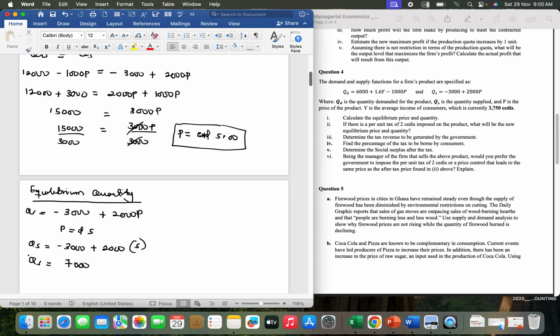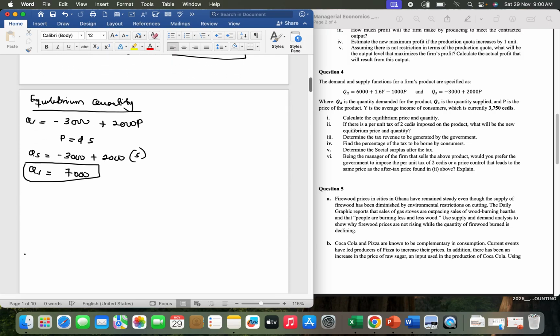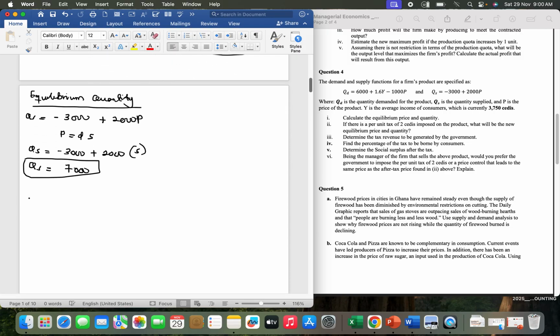So we have quantity to be 7,000 here. That's I. Now, if there's a per unit tax of 2 cedis imposed on a product, what will be the new equilibrium price and quantity? So tax was imposed. The amount was 2 cedis.